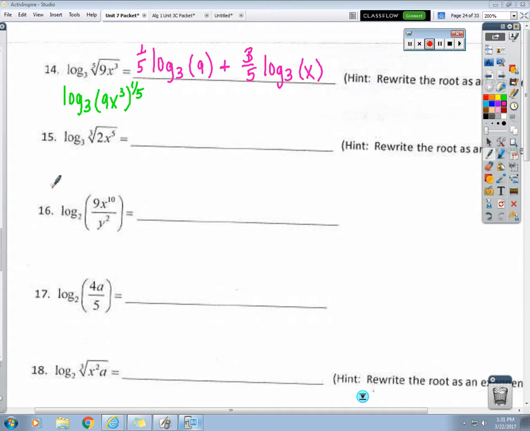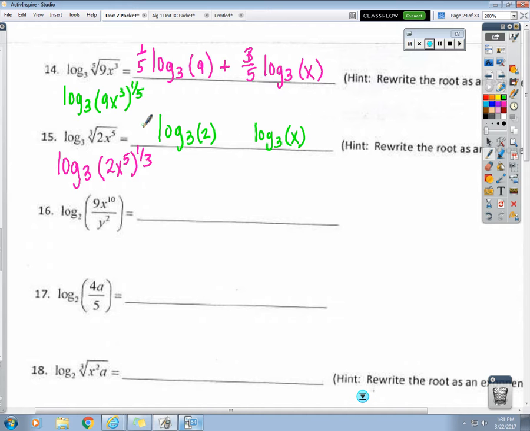This is what you should have got. Log base 3, but instead of the cube root, you should have written 2x to the 5th to the 1/3 power. So then when you're expanding it, it'll be log base 3 of 2 and log base 3 of x. Both of them get the 1/3, but then the x gets a 1/3 and a 5th power, which is 5/3. And then since 2 and x are being multiplied, you add them when you're expanding. Okay, number 16.